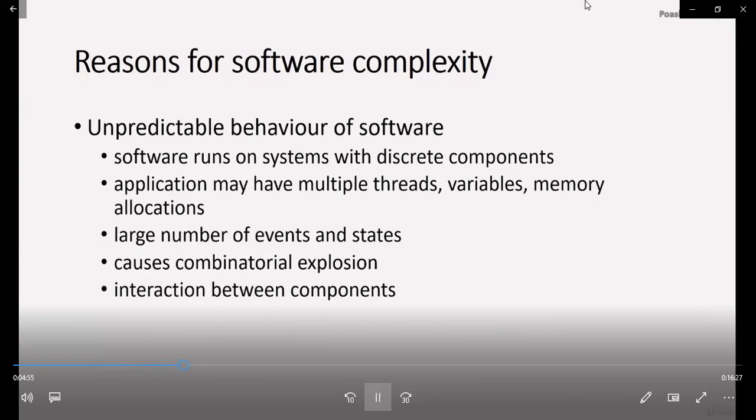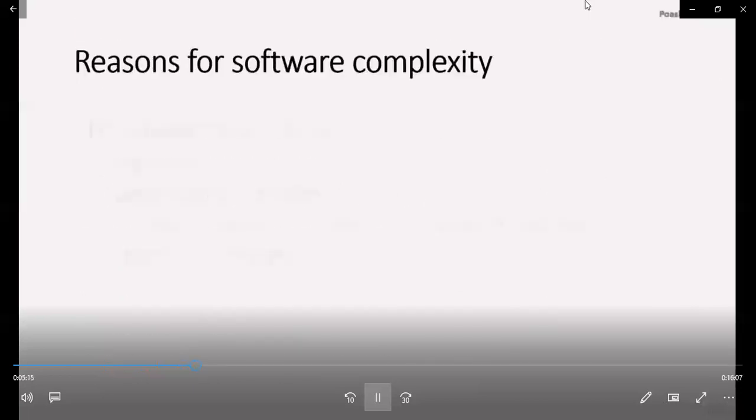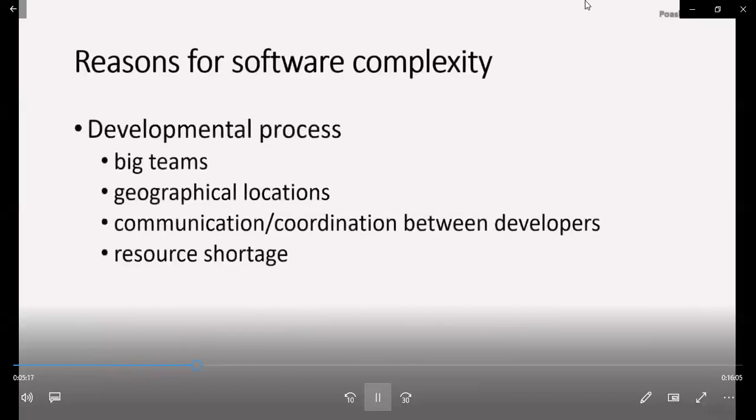And the combination of these events and states, along with the state of the discrete components, will lead to a combinatorial explosion, and it is difficult for the developer to predict the outcome when such a large number of events and states are involved. It may also happen that an external event may cause the entire system to fail just because the developer failed to anticipate the outcome of a particular interaction between the event and the state.